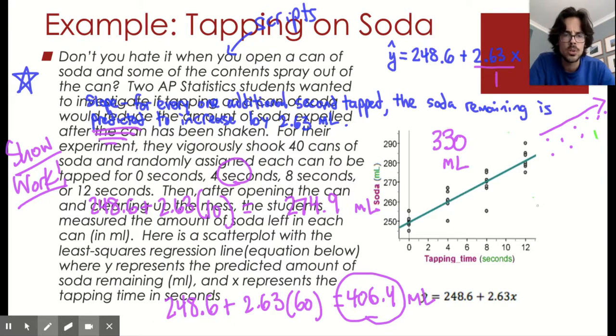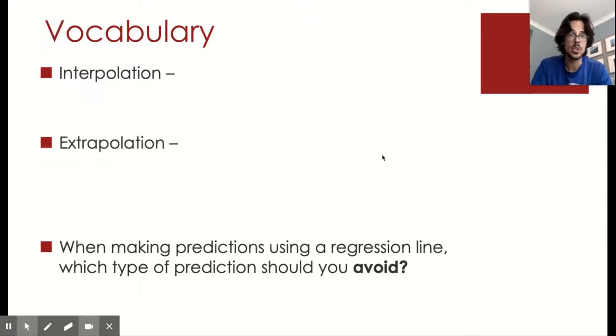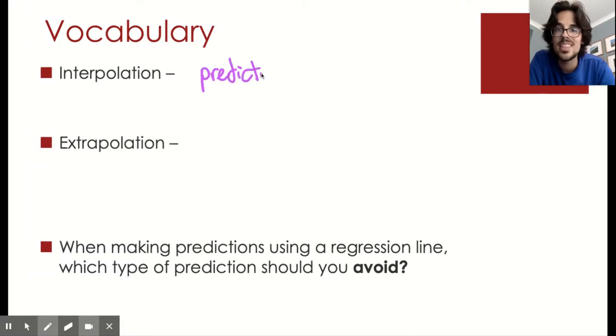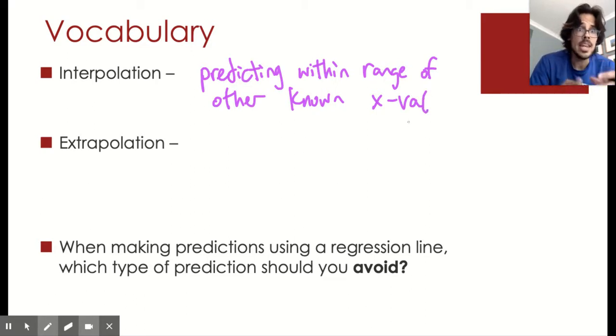Okay? So those are two kinds of predictions. Our first one, when we plugged in 10 seconds, 10 is within the range of my data set right here. I had other values for x around it. 60 was way off from all my other points. Those are two different styles of predictions. We have what's called interpolation and extrapolation. Interpolation is predicting within the range of other known x values. So that was like plugging in 10. I had already plugged in 8 and 12. So 10 was right in that range where I should feel pretty good about my prediction.